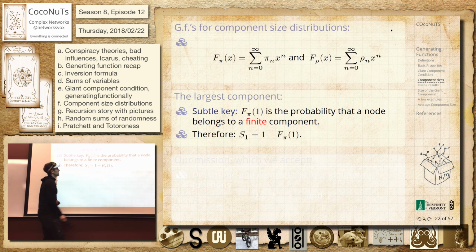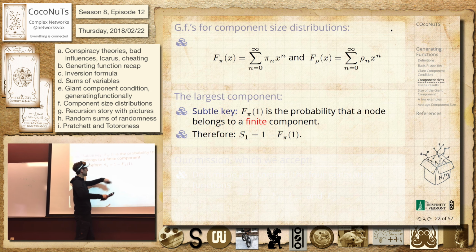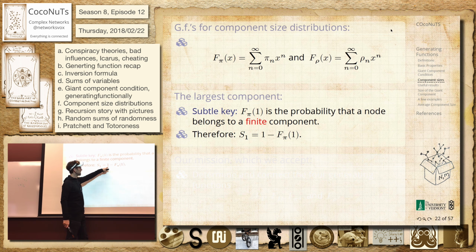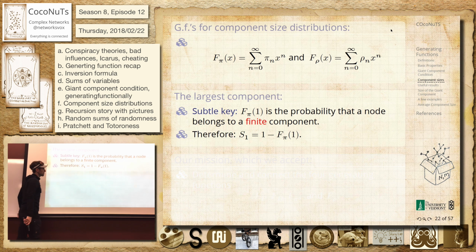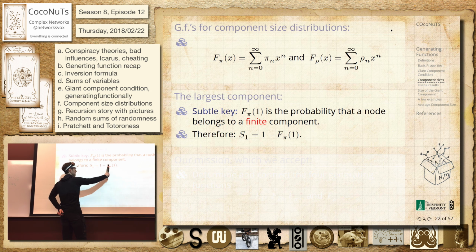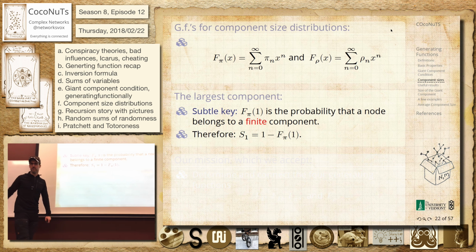Okay, so if we could figure out this generating function, we don't have to unpack it all to get something useful. We can in fact just do this. 1 minus that generating function evaluated at 1 will give us, since the total probability that a randomly chosen node is part of a finite component is that, 1 minus that is the probability that it is part of an infinite component.